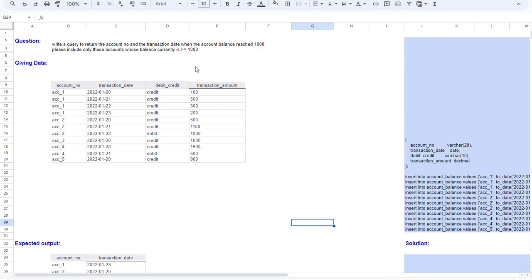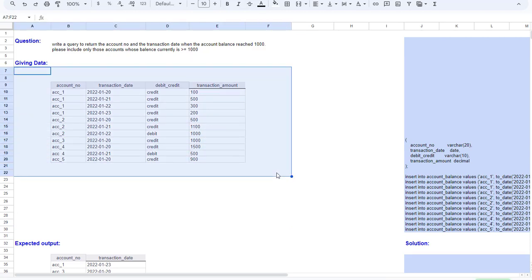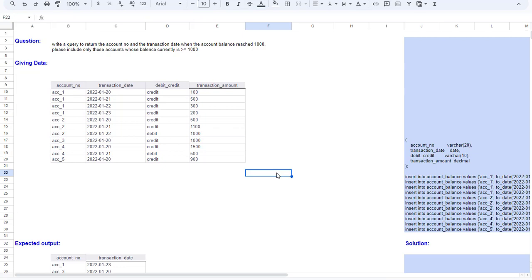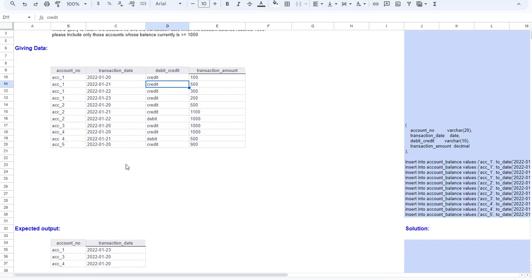Okay, so this is our given data. We have an account balance table that contains the account number, the transaction date, whether it's credit or debit, and the transaction amount. For those who don't know, credit means that money entered the account, and debit is money out of the account. Okay, and this is the expected output.